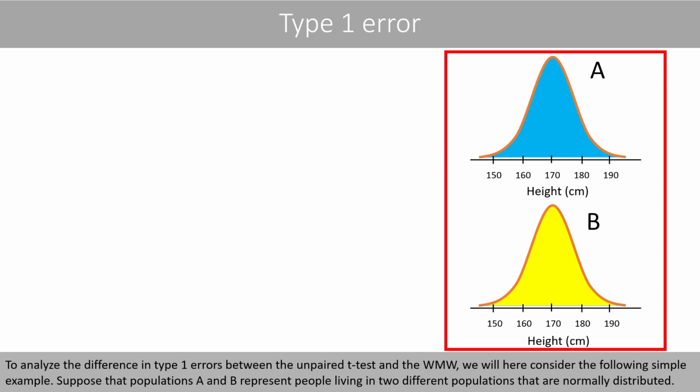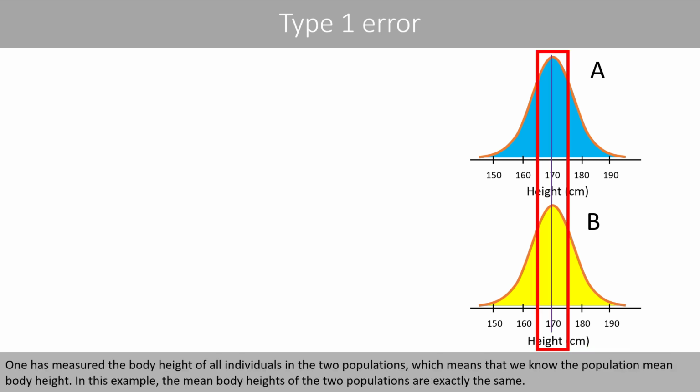To analyze the difference in type 1 errors between the unpaired t-test and the Wilcoxon Mann Whitney test, we will here consider the following simple example. Suppose that populations A and B represent the height of people living in two different populations that are normally distributed. One has measured the body height of all individuals in the two populations, which means that we know the population mean body height. In this example, the mean body heights of the two populations are exactly the same.